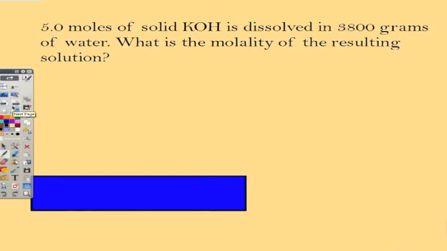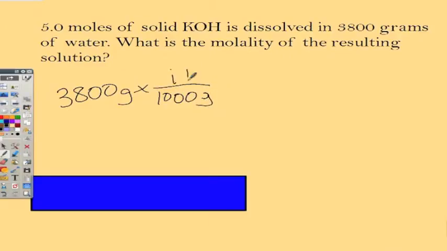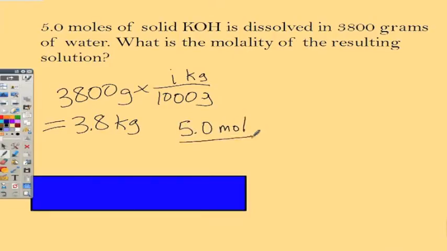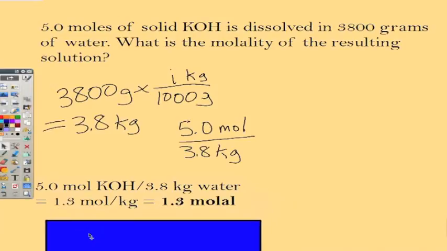In this problem, you're given moles of solute and grams of solvent. The first thing we want to do is make sure that we're in the right units. Grams needs to be converted to kilograms. This can be done by dividing by 1,000. So we have 3.8 kilograms of water and 5 moles of solute. We're finding the molality, so we simply divide these two. Putting that in a calculator yields the following answer, 1.3 molal.